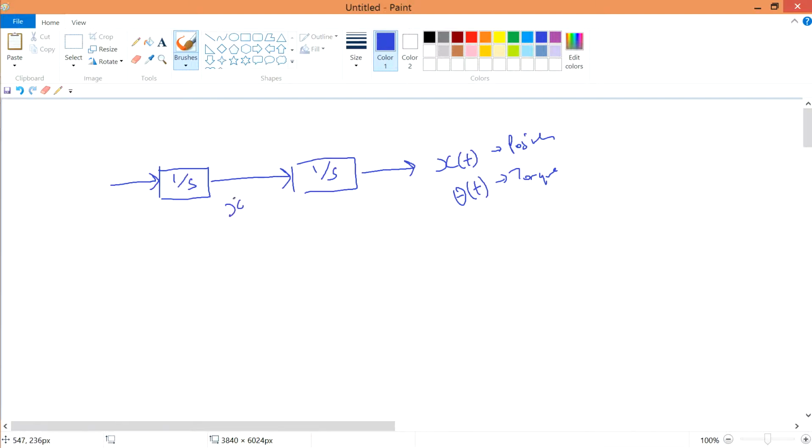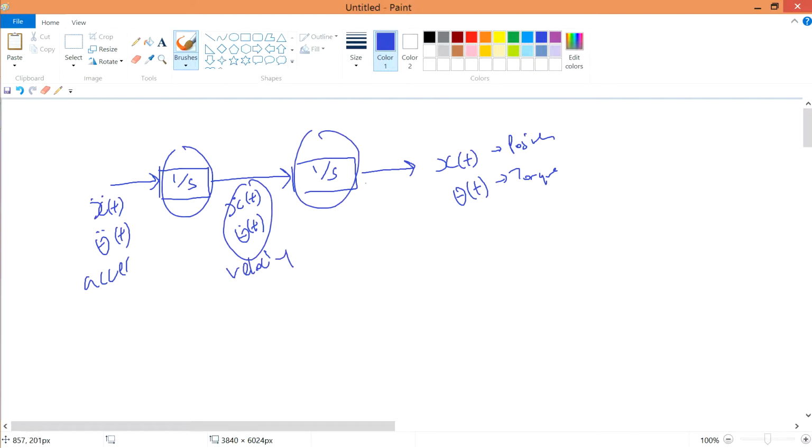So I have x dot t over here, I have theta t over here, and I'm going to prove to you that this is it. The acceleration that goes through 1 over s will give you a velocity, and the velocity that goes through another 1 over s block will give you the position, and not torque, but rather the angle. And how do we start?